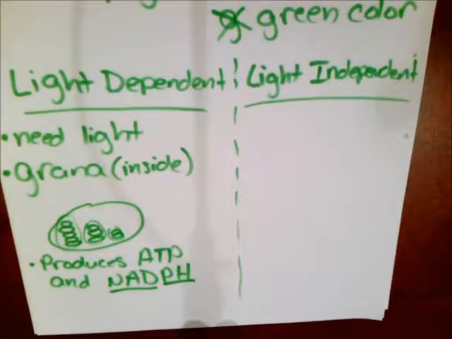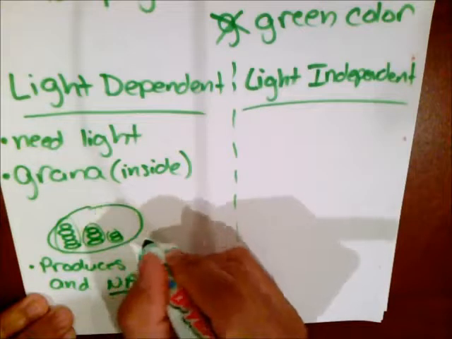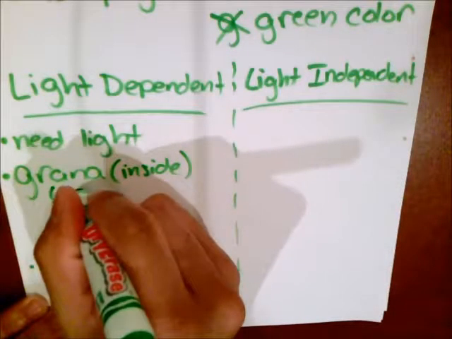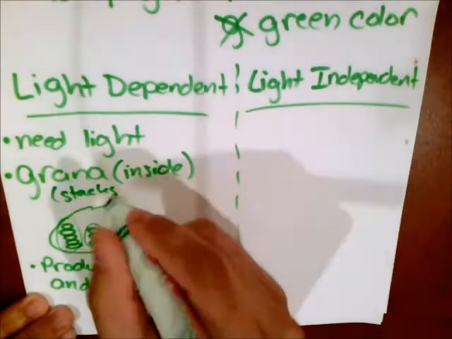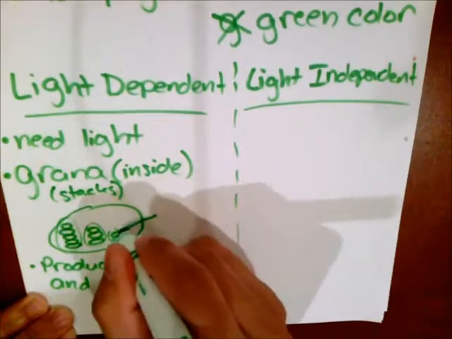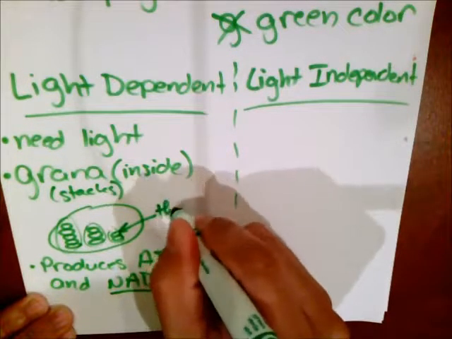And then let's see, on page 9, it looks like we're going to go over light independent reactions. And these are going to take place specifically in the stroma. Okay, so each of these stacks, these are called grana, and each individual disc is called a thylakoid.